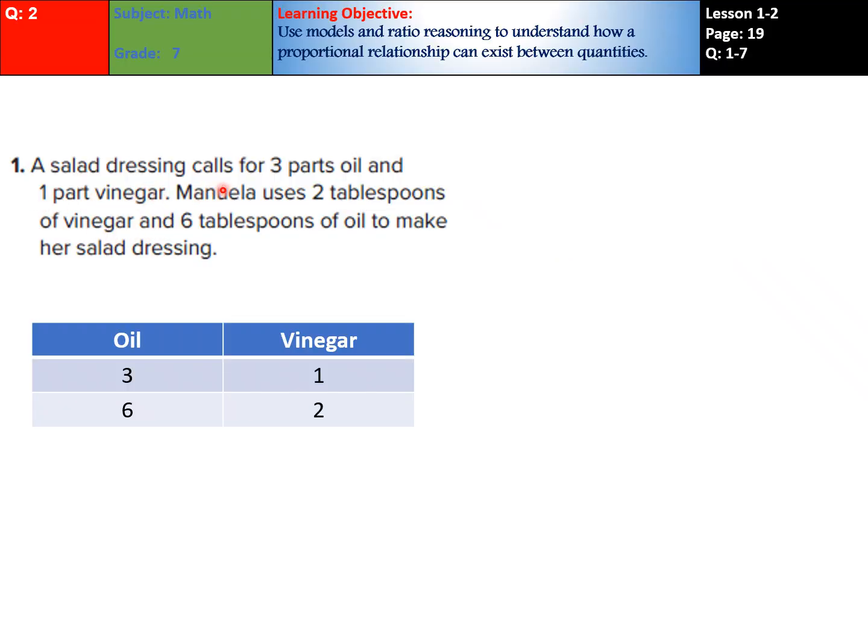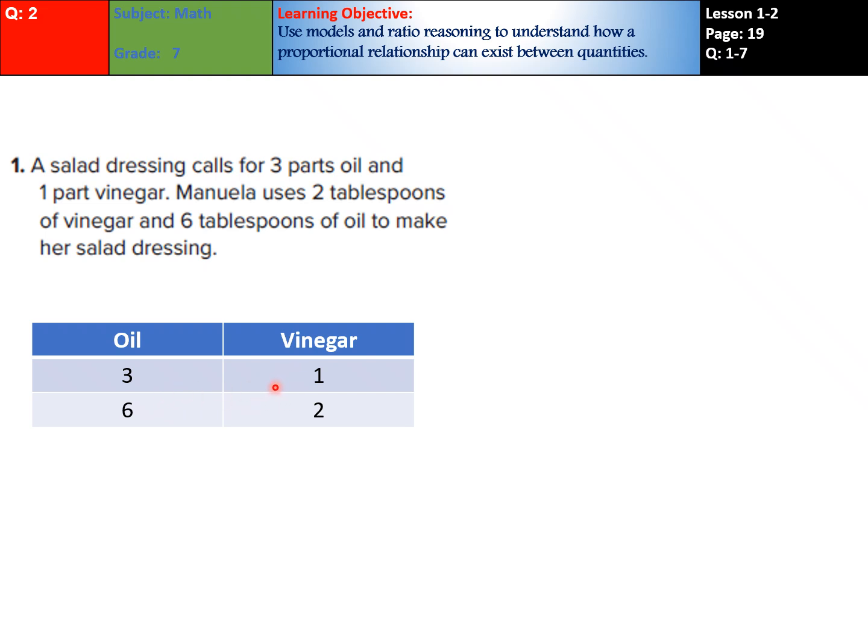A salad dressing calls for 3 parts of oil and 1 part of vinegar. Manuela uses 2 tablespoons of vinegar and 6 tablespoons of oil to make her salad dressing. We will write the ratios first. You have to keep one thing in mind. The first one is oil to vinegar. The second one is vinegar to oil. So don't mix up with it. You have to write oil with oil and vinegar with vinegar.